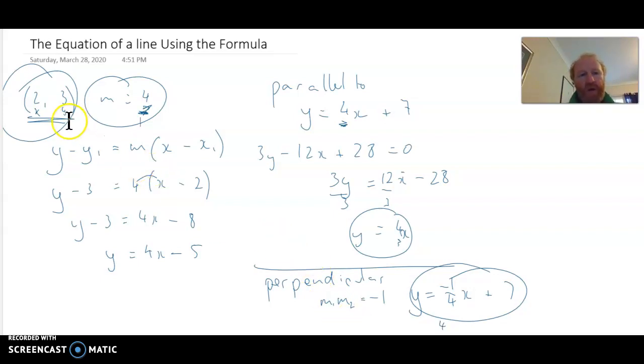All of the time when we have a gradient and a point, we can just go straight to the formula and substitute in. But sometimes there might be a little bit of work along the way to define our gradient.